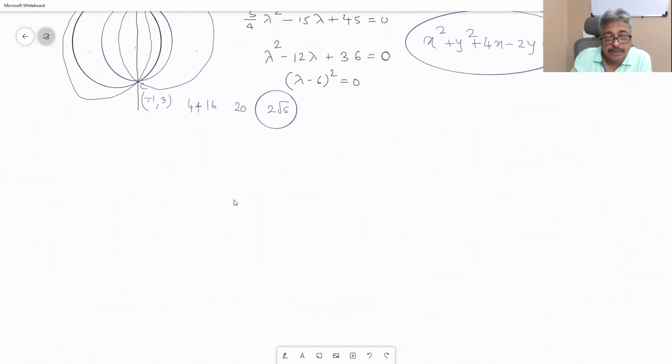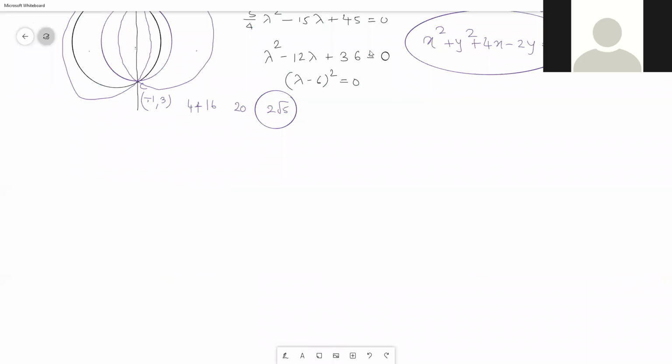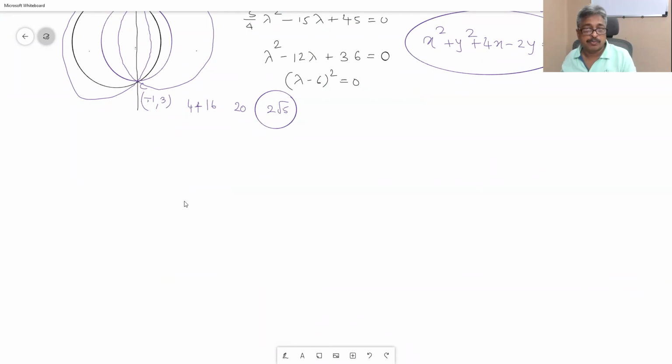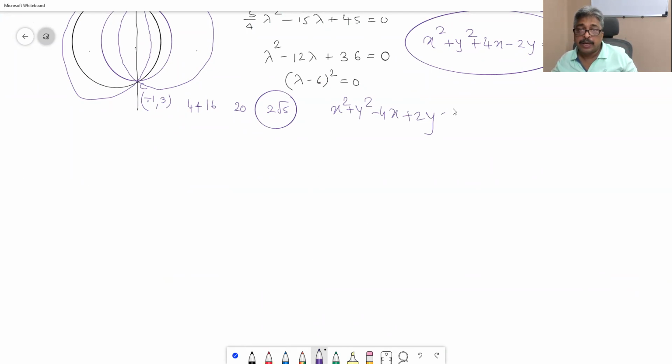Find equations. Could you tell us the answer for this question? The answers for the previous problems are x square plus y square minus 4x plus 2y minus 20 is equal to 0, and x square plus y square plus 12x minus 6y plus 20 is equal to 0.